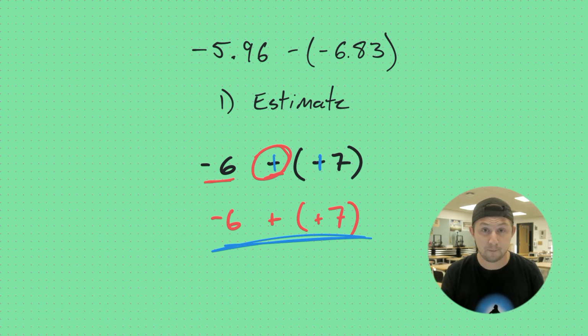Go ahead. All right, so when I do the estimate, I've got negative 6 adding a positive 7. Notice the 7 is bigger than my 6, and so I'm going to end up somewhere in the positive. I'm going to say I'm going to be pretty close to positive 1. There's my estimate.